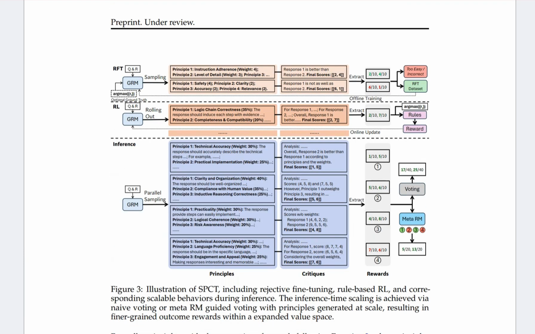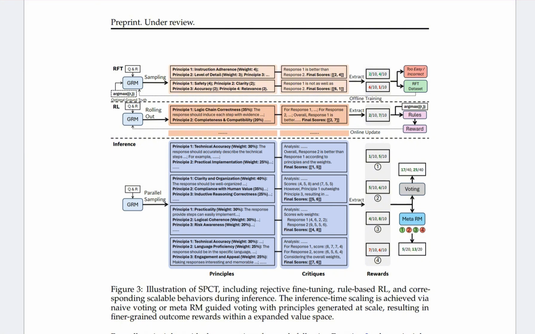This one diagram basically explains the entire work of this paper. The first stage is called rejective fine-tuning. It's a form of supervised learning, but it has a kind of rejective process. How does it work? First, you are given a question and several answers.